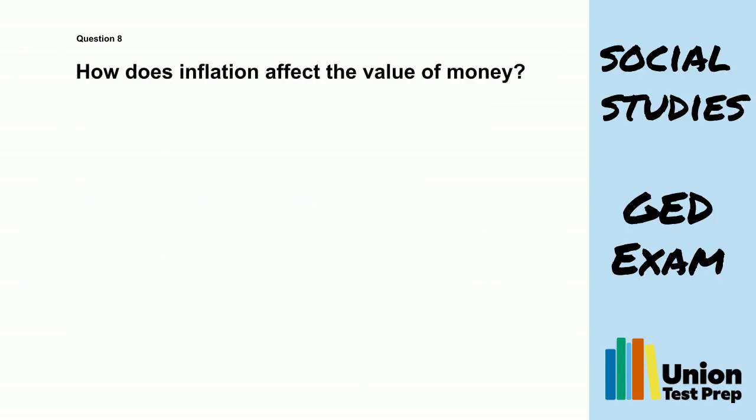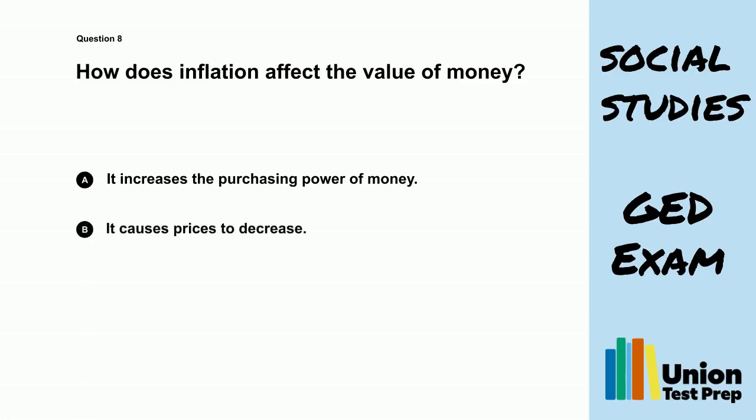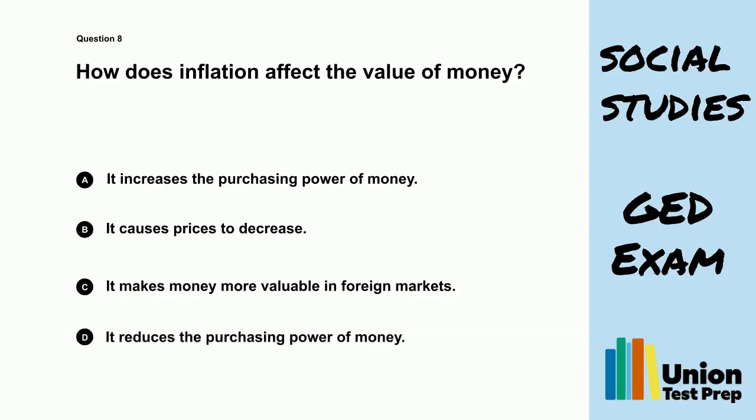Question 8. How does inflation affect the value of money? A. It increases the purchasing power of money. B. It causes prices to decrease. C. It makes money more valuable in foreign markets. D. It reduces the purchasing power of money.